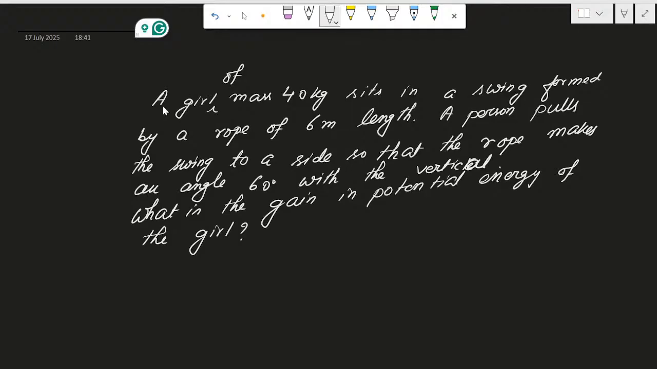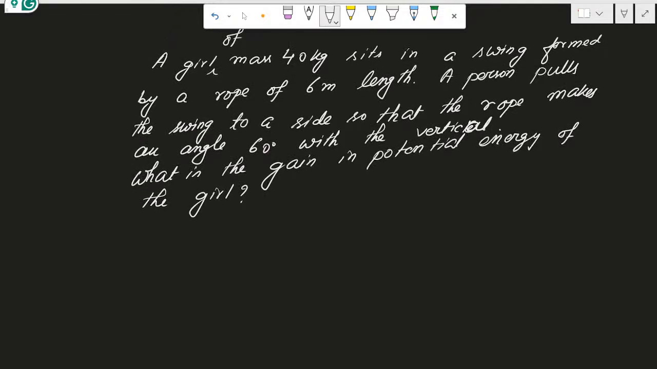So you have to imagine it, you have to represent it in a pictorial diagram. See, pictorial representation is not mandatory for the problem, but it is needed for your understanding.